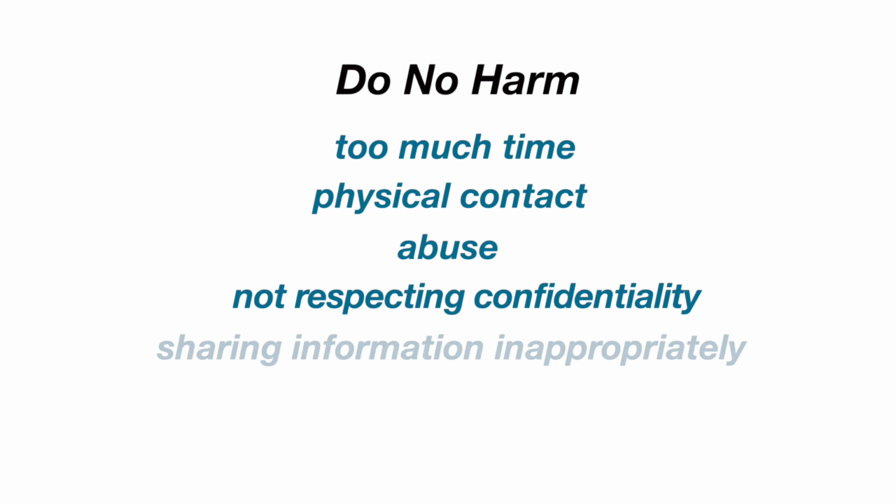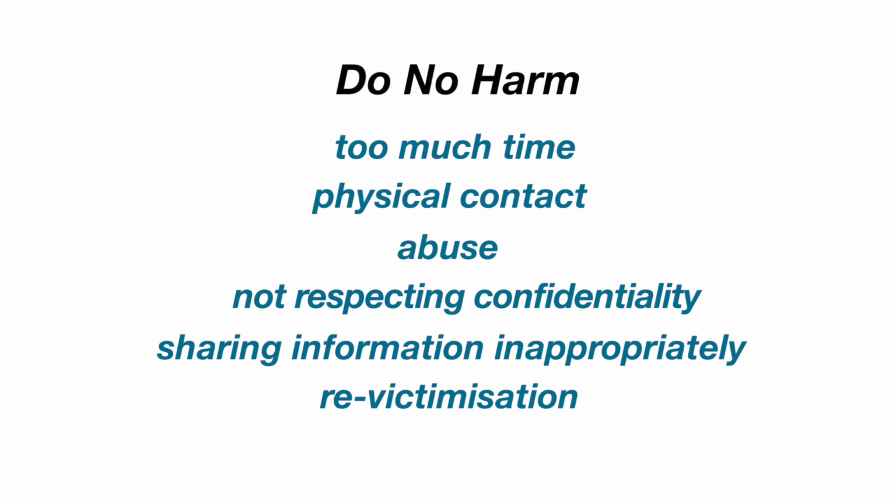If there are no codes of conduct in place, there could be unethical behavior, and some of this could be inappropriate relations with the child, either too much time or physical contact. In some extreme cases, there could be abuse. They could also be a series of behaviors like not respecting confidentiality, sharing information inappropriately, and even engaging in re-victimizing behaviors.